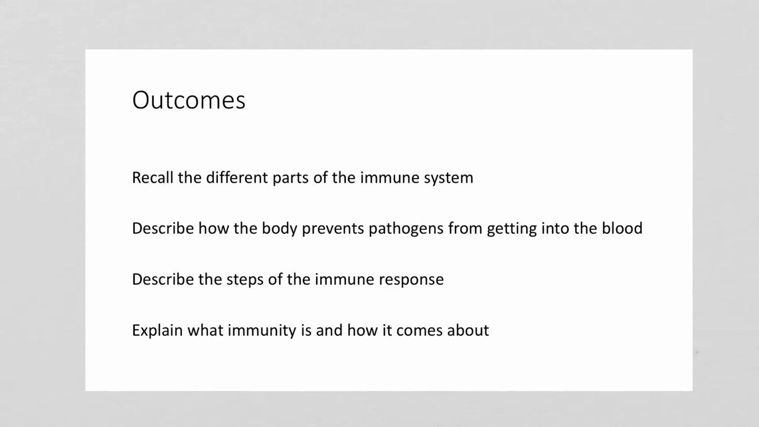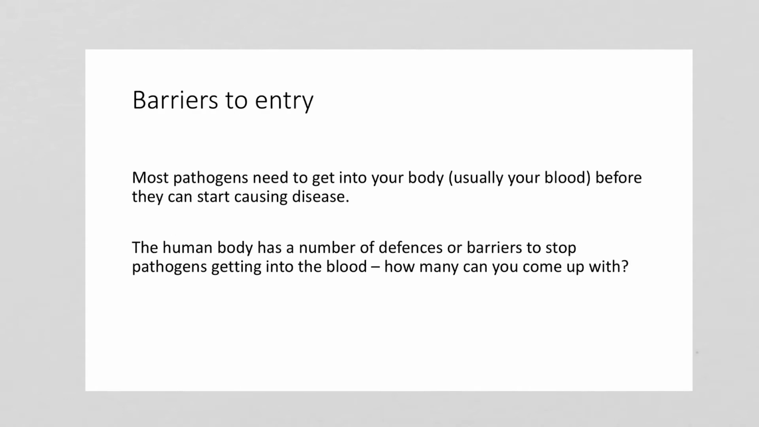So our outcomes are to recall the different parts of the immune system, describe how the body prevents pathogens from getting in the first place, describe the steps of the immune response, and we're going to talk about both the primary response and the secondary response. And finally, you need to be able to explain what immunity is and how it comes about. And that's going to link to the next lesson, which is on vaccines. And vaccines provide immunity, so those tie together nicely.